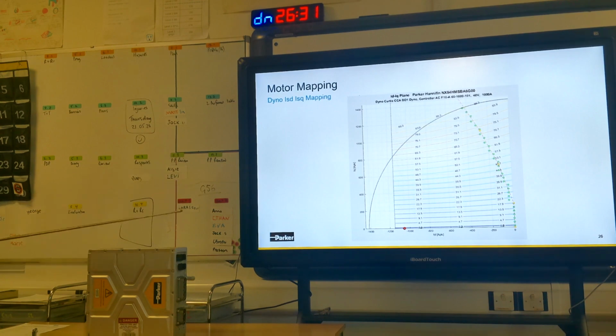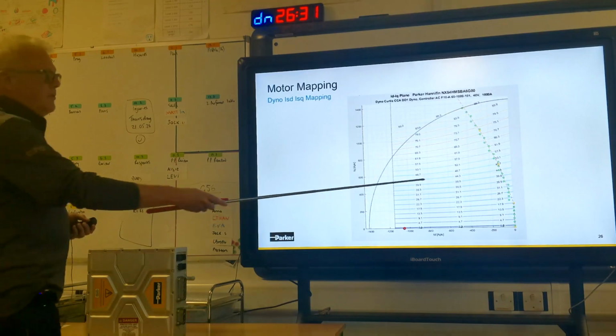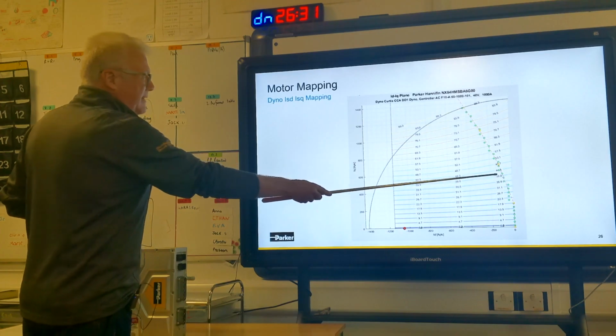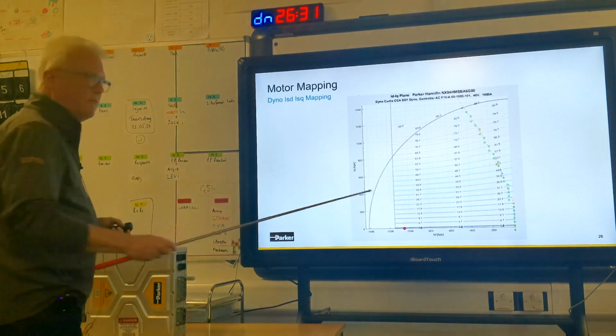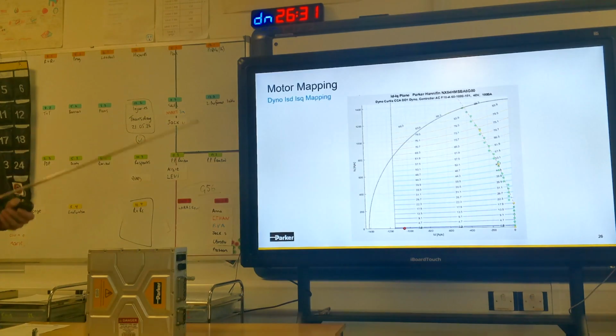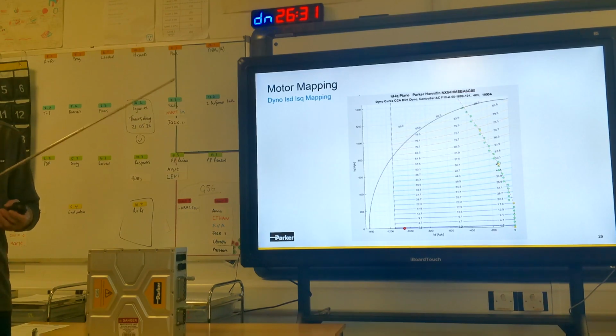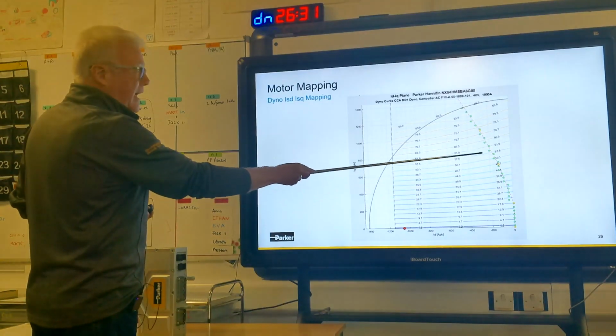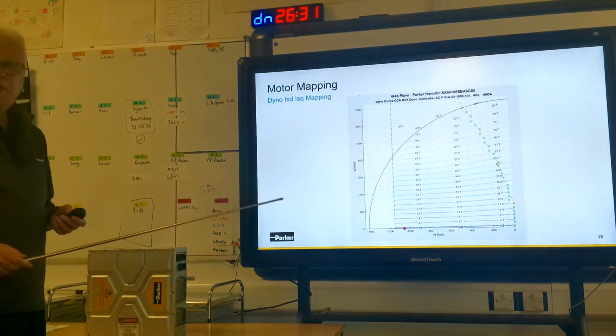They will run the motor at a certain speed, usually below base speed, which we'll talk about next. And then they will scan through ID and IQ. They'll start off with lots of IQ and no ID, and then come through a circle and measure the torque as you sweep through ID and IQ. And it will maximize somewhere. You will get a point of maximum torque for the amount of current that you're putting in. And that's what these green dots are. And from that, you can build up lookup tables.